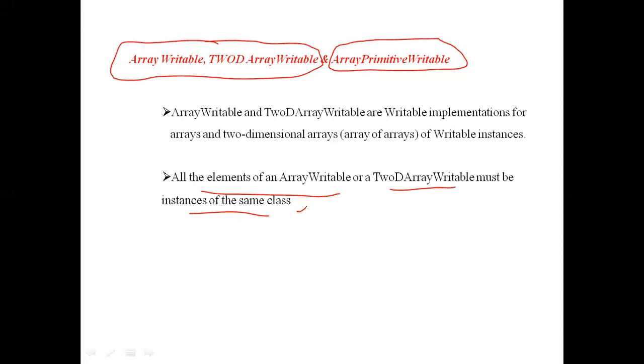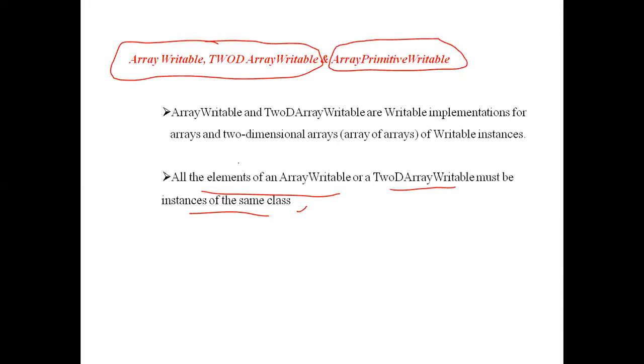All the values must belong to the same data type class. Either they must be int, float, byte, char, sorry, text, whatever. All must be the same. Why? Because an array is a group of similar values, homogeneous values only it has to contain. Clear? Is this clear? These two points.